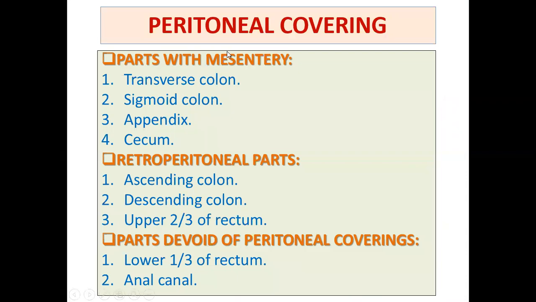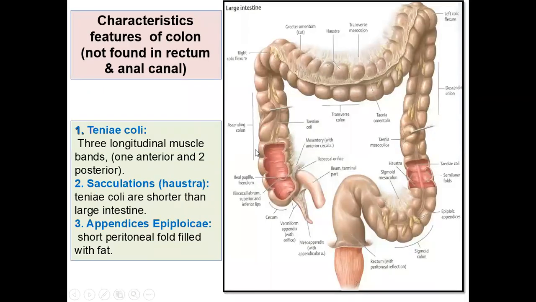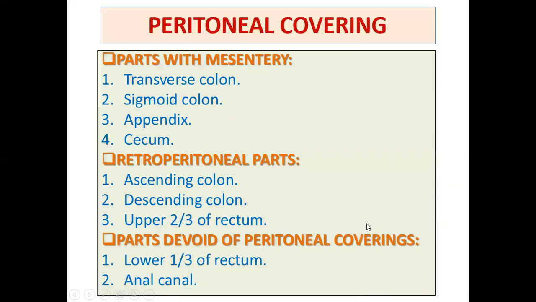Then we have the parts which are retroperitoneal, which means they are without the presence of a mesentery. Those are the ascending colon, descending colon, and upper two-thirds of the rectum. As you can see here, this is the ascending colon, this is the descending colon, and this is the rectum, the upper two-thirds of it. So all these are retroperitoneal, behind the peritoneum.